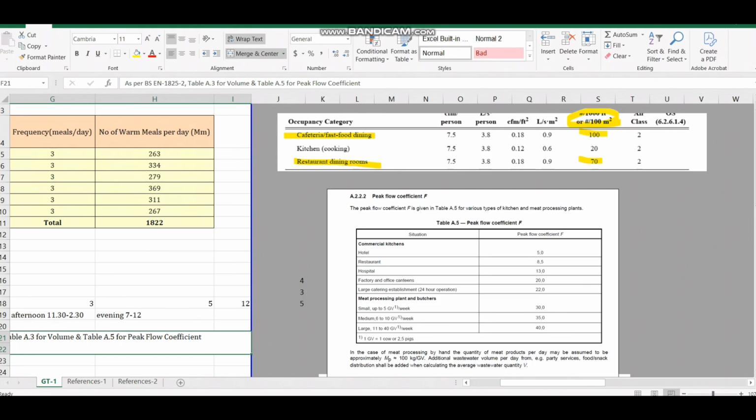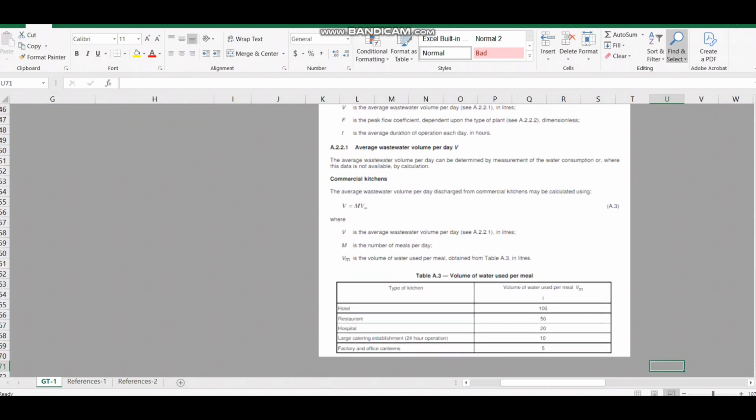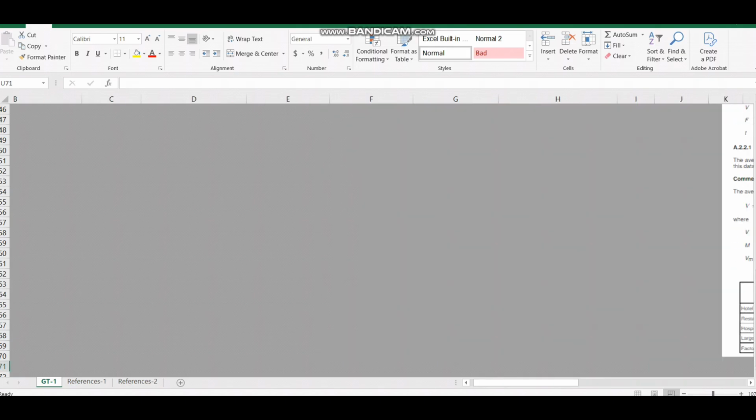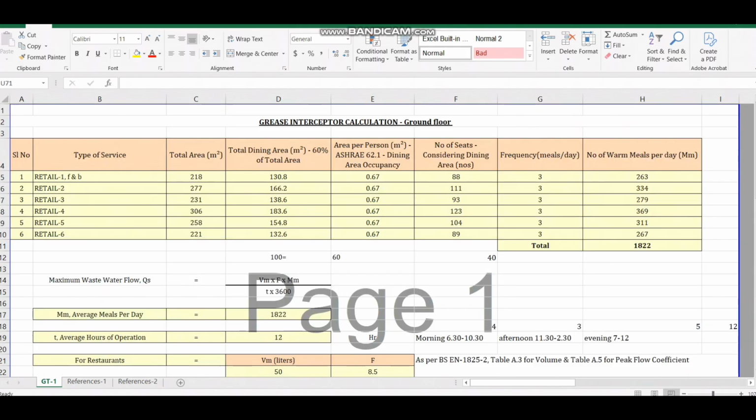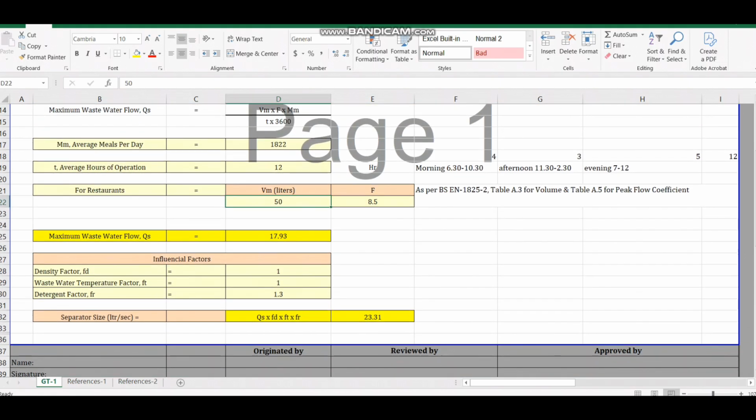First you can see the peak flow coefficient. For that you can see here the restaurant I have shown here. So this one, 8.5, you need to consider. Then, when you go to BS EN 1825, as I mentioned, you can find out the total volume of water required for one meal. So for the volume of water used per meal in the restaurant, you need to consider 50 liters per meal. So I'm going to apply these two values, then I can get the total amount of flow required for my kitchen grease interceptor. So I applied the 50 and I applied the 8.5.